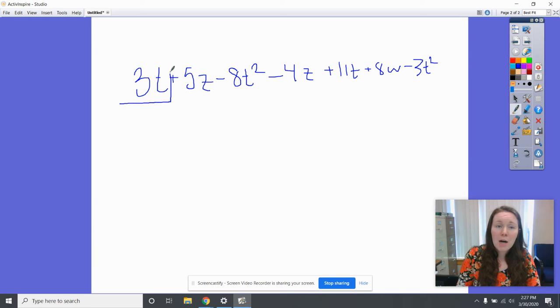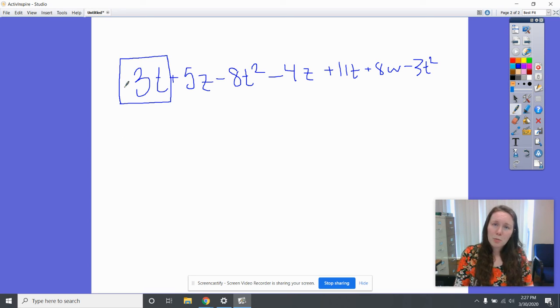I'm going to put a box around this. Now I said the term. A term is each thing separated by a plus or minus sign. So here's a term, and then I have a plus sign, and then here's another term, minus sign, here's another term. Okay, so each of these little things is a term.